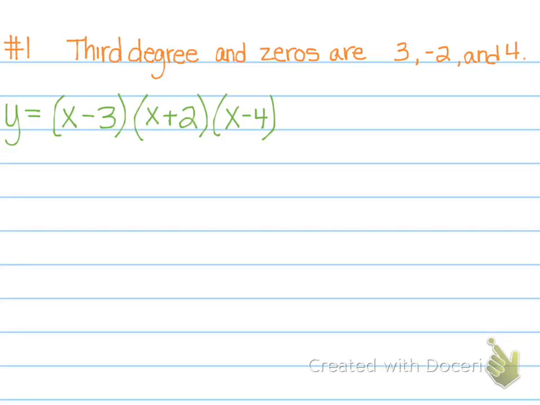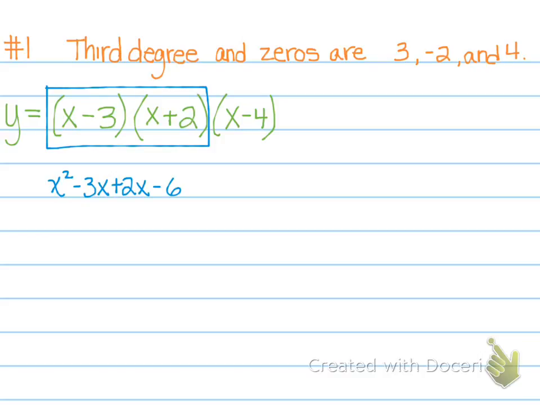Now, when we write it in standard form, we're simply going to distribute. So I'm going to start with distributing the first two binomials first. And when I do that, I get x squared minus 3x plus 2x minus 6. I'm going to combine like terms in the middle, and I'm left with x squared minus x minus 6. And then my last step is to bring down this binomial here and multiply my trinomial that I just got by x minus 4.